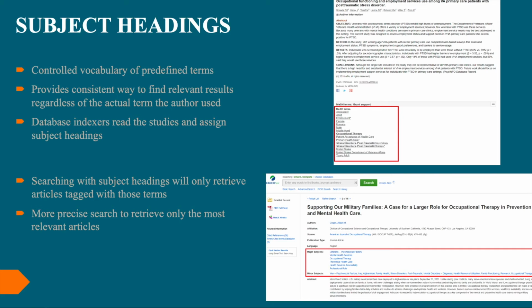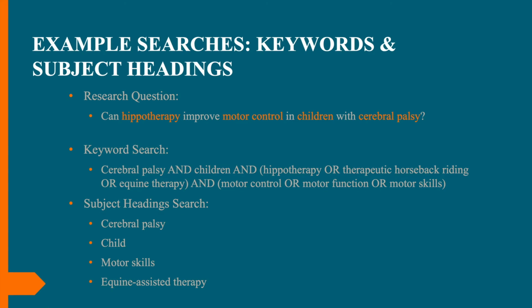We'll use PubMed as an example, but it works similarly in other databases. Let's say we're wanting to look for articles related to our question on whether hippotherapy can help improve motor control in children with cerebral palsy.